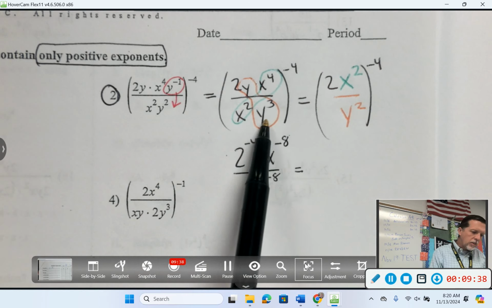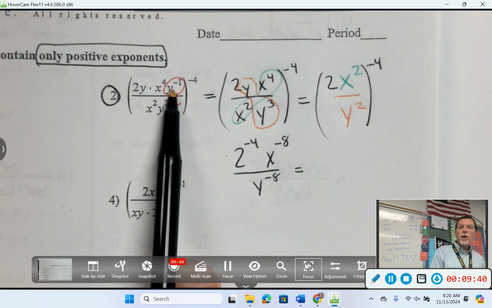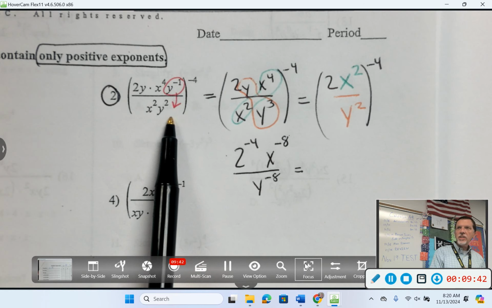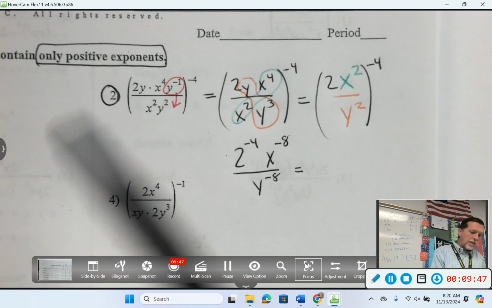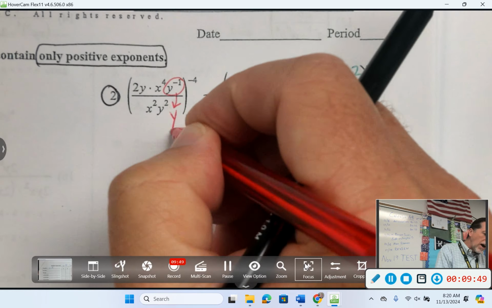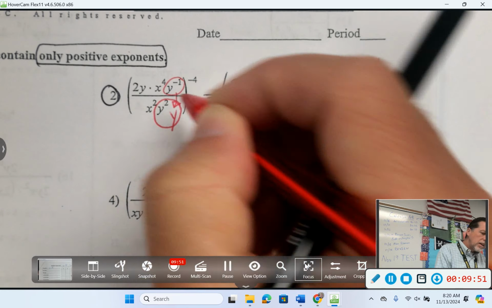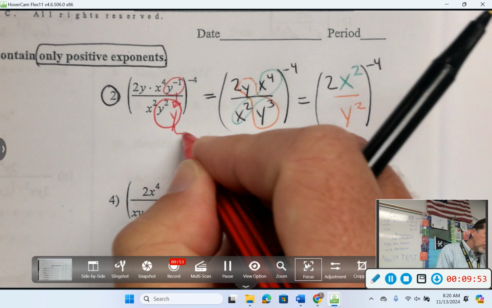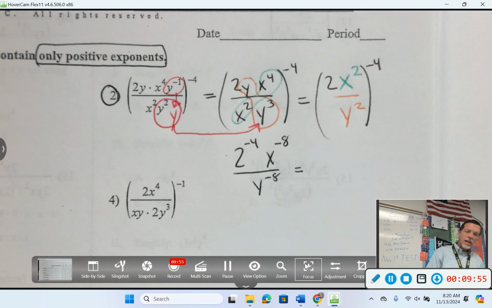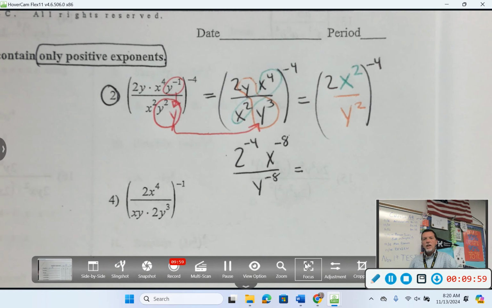This y to the 3, because this y to the 1 went downstairs. So that y to the negative 1 became a y in the bottom. And then y squared times y, that's 3 y's down there, y cubed. y to the negative 1 flips the y to the bottom. Got it? Okay.